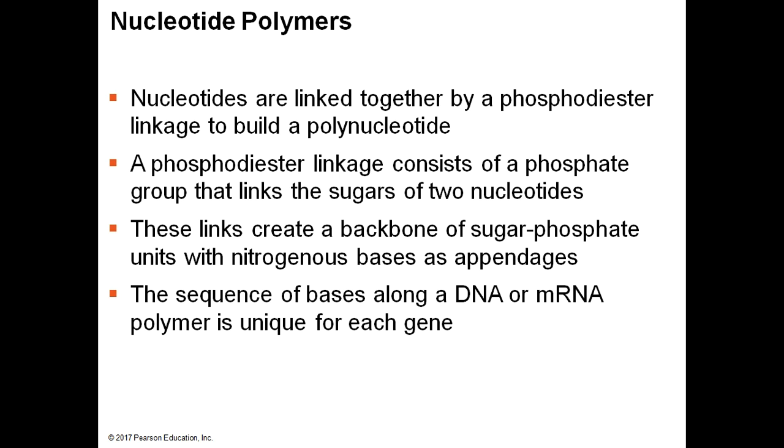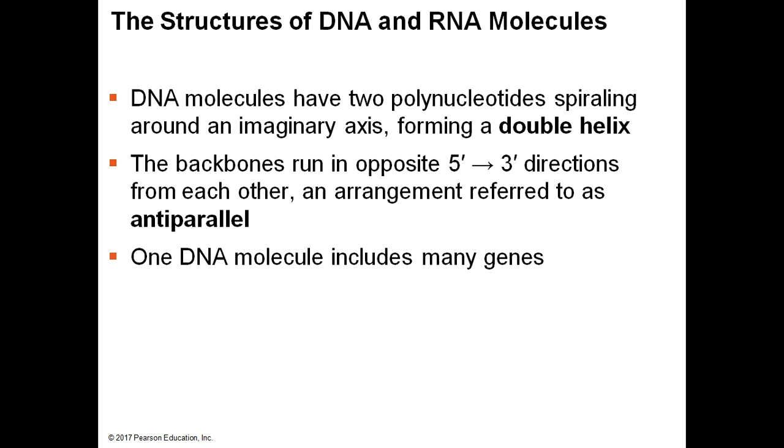Okay, nucleotides are linked together by a phosphodiester linkage to build a polynucleotide. A phosphodiester linkage consists of a phosphate group that links the sugars of 2 nucleotides. These links create a backbone of sugar-phosphate units with nitrogenous bases as appendages, and the sequence of bases along a DNA or messenger RNA polymer is unique for each individual gene. DNA molecules have 2 polynucleotides spiraling around an imaginary axis, which creates the double helix. And the backbones run in opposite directions from the 5' end to the 3' end. This is called anti-parallel. One DNA molecule includes many genes.